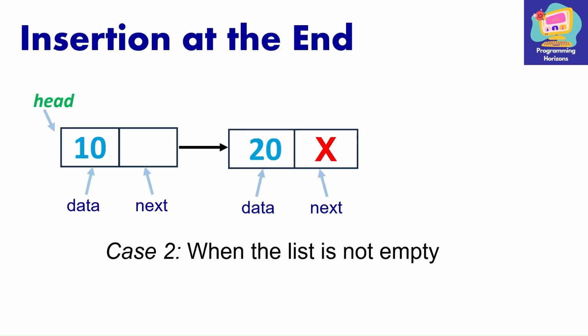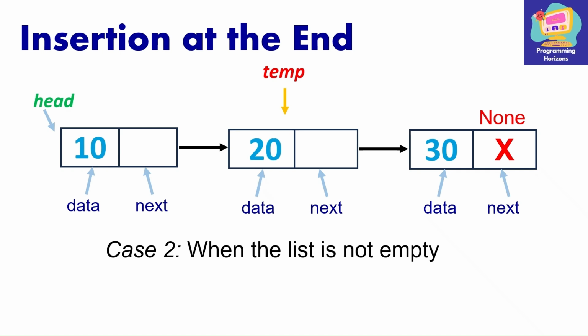Second case is when the list is not empty. So here you can see we already have a few nodes in the list. So to insert a new node at the end, we will first traverse the list using a temp pointer, which will store the address of the current node. So we start at the first node. So here temp points to the first node, which is also the head node. Then move to the next node until you reach a node that contains None in its next pointer field. Then at the end, insert the new node by making the original last node point to this new node.